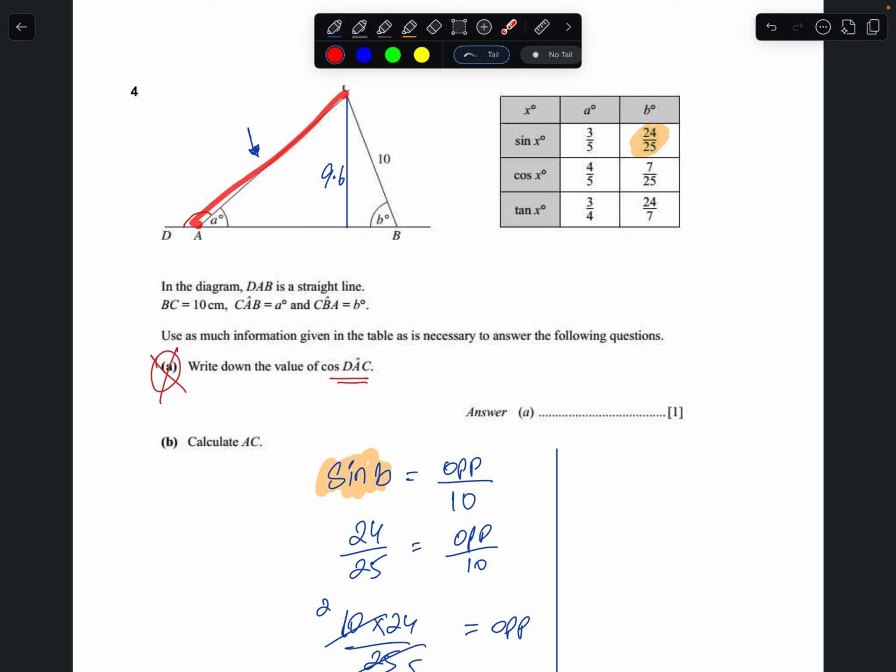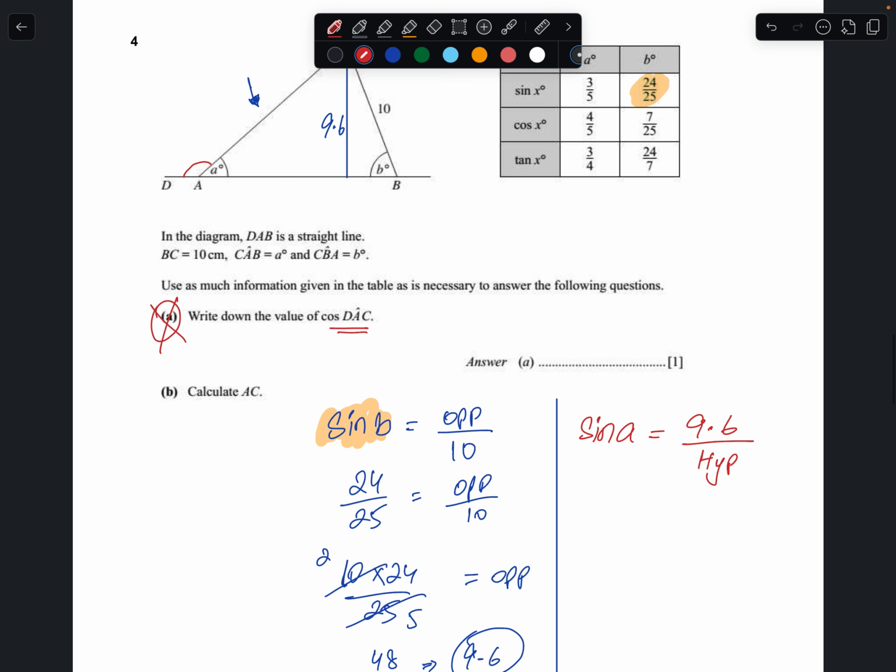Once again, now if I look at this triangle, the angle is A, 9.6 is the opposite, and AC is the hypotenuse. तो मैं अब कहूंगा sine of A is equal to 9.6 over the hypotenuse. ठीक है. अच्छा, अब साइन ऑफ ए कितना है? साइन ऑफ ए है 3 over 5. तो मैं इधर लगा दूंगा 3 over 5 is equal to 9.6 over the hypotenuse, and I just cross multiply to figure this out. So we have 3 times the hypotenuse is equal to 9.6 times 5.